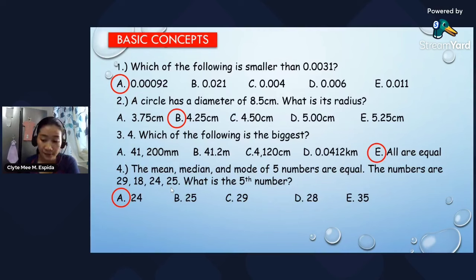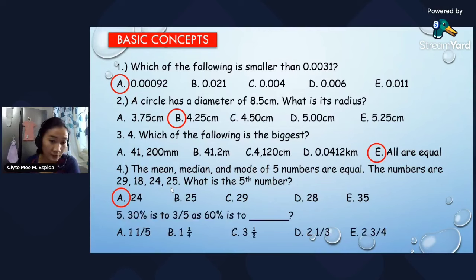Okay, so let's have number 5. 30% is 2 3/5. 60% is to blank. Again, 30% is to 3/5. 60% is to blank. Okay, let's have number 5. So comment down 5 and then your answer.